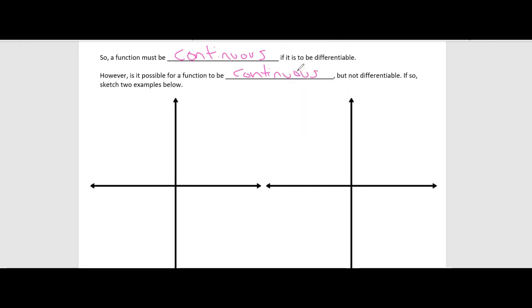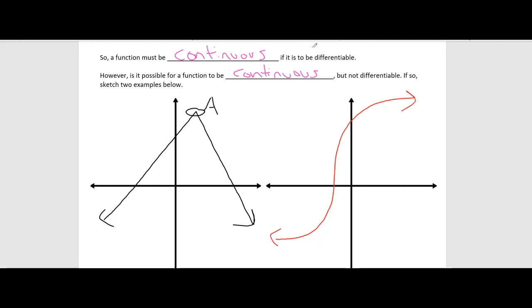So two examples would just be something like this, where we have a hard corner. It would not be differentiable at point A. And another example would be something where we have a vertical tangent line. All right, so it would not be differentiable at point A. The functions may be differentiable at other points, just not at these two specific ones. So let's sum this all up.